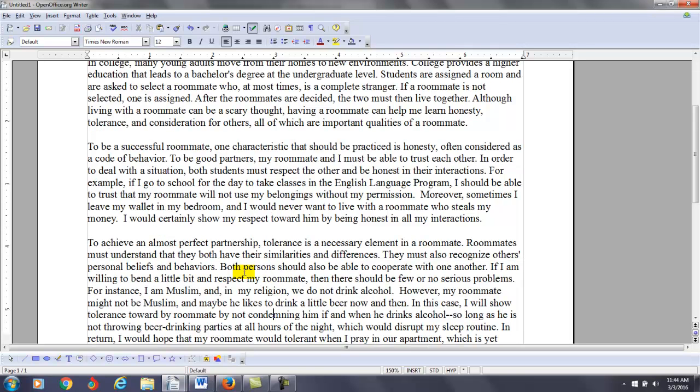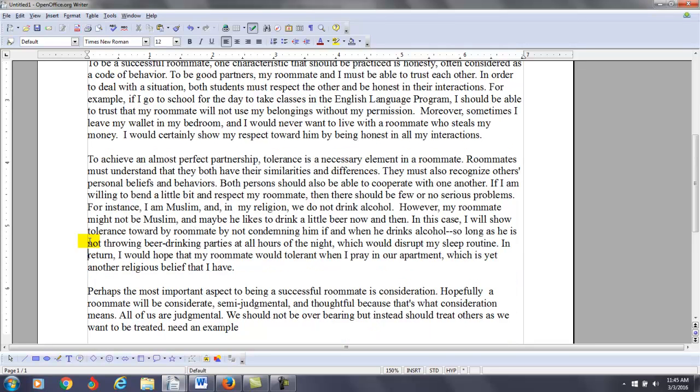Now the next one. To achieve an almost perfect partnership, tolerance is a necessary element in a roommate. Roommates must understand that they both have their similarities and differences. They must also recognize others' personal beliefs and behaviors. Both persons should be able to cooperate with one another. If I'm willing to bend a little bit and respect my roommate, then there should be few or no serious problems. For instance, I am Muslim, and in my religion we do not drink alcohol.